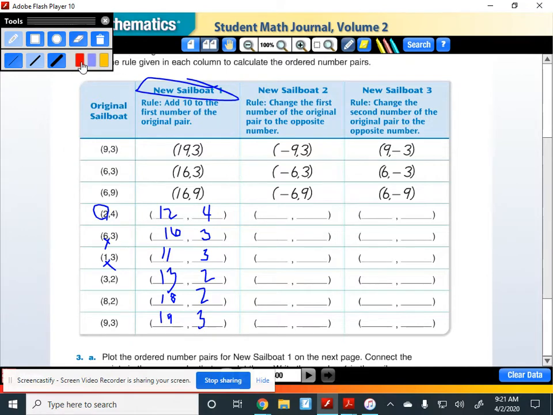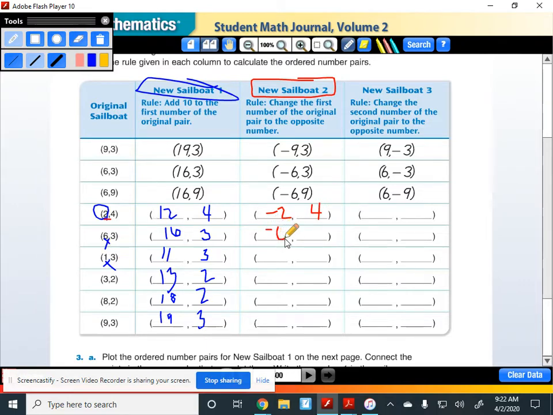That's why we're here. We learn it. Switch over to red for sailboat number 2. Okay. Change the first number. Again, we know that that's the x coordinate. We don't need to just call it the first number. We're going to call it the x coordinate, and change it to the opposite number. So the opposite of a positive number would go into the negative. So 9 became negative 9, 6 became negative 6, so on and so forth. So what would be the opposite of 2? I'm sure you said negative 2. Y value stays the same.